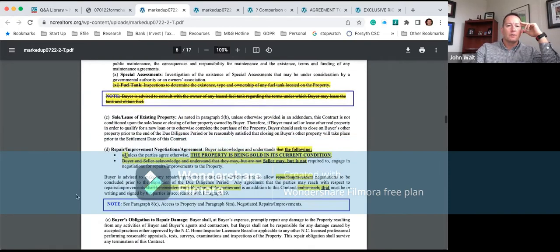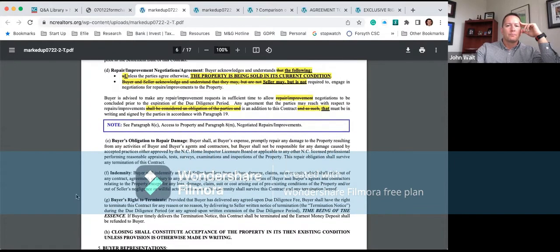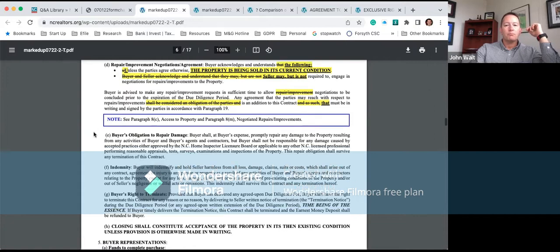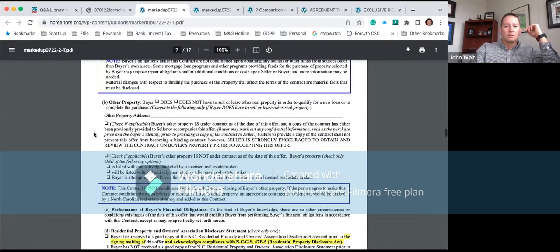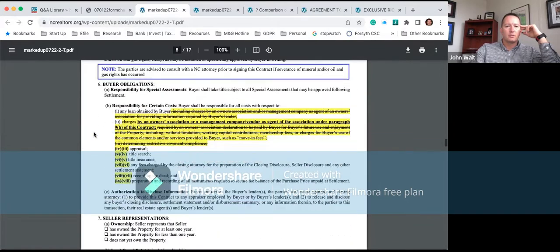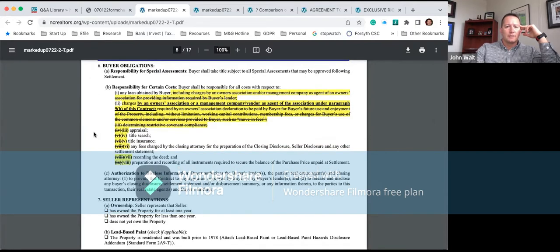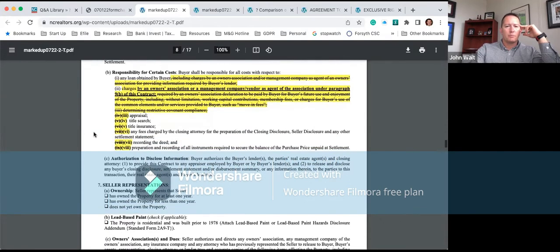Let's see. Moving on down. This was in here before, but it's been now bolded and underlined. The property is going to be sold in its current condition. So just understand that. Those are some technical changes. I'm not going to cover those. We'll talk about this briefly, but it's going to come up again later.